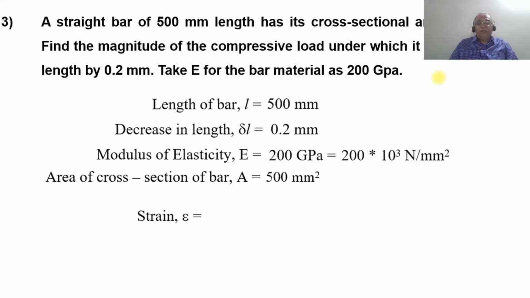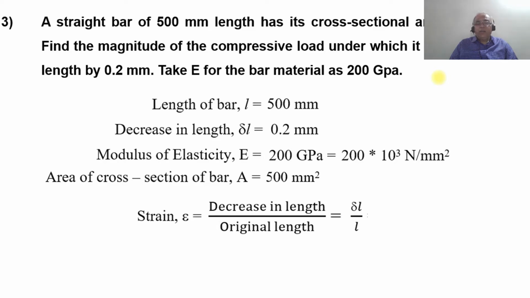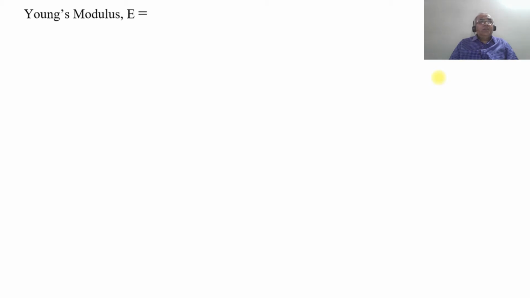Now, what is strain? Strain is nothing but delta L by L, that is the decrease in length by the original length. Substituting the values of delta L and L, it will be equal to 0.2 by 500, which on calculation will be 4 into 10 to the power of minus 4. Now Young's modulus is given by stress by strain, which is sigma by epsilon. We know the value of Young's modulus and epsilon, so we can find out the value of stress.